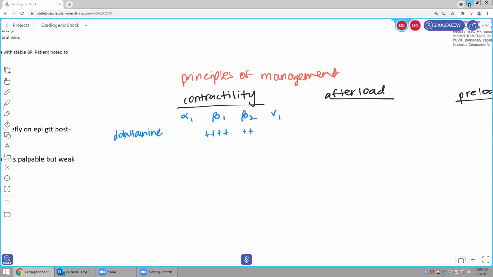Anybody done CHF at the university yet? Yeah, what do they often use instead of dobutamine? Do you know how milrinone works? Do you remember? Yeah, what does that do? It needs more calcium inside.